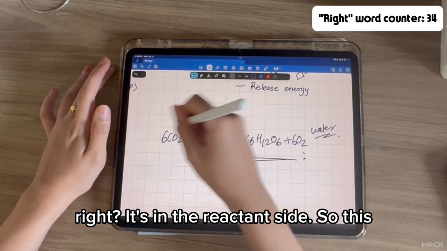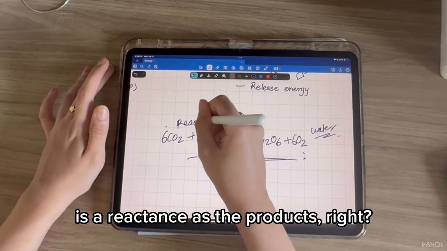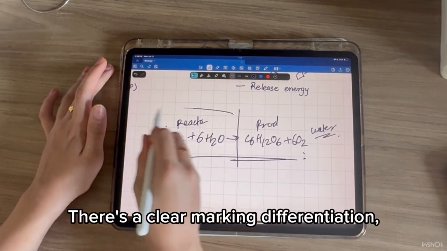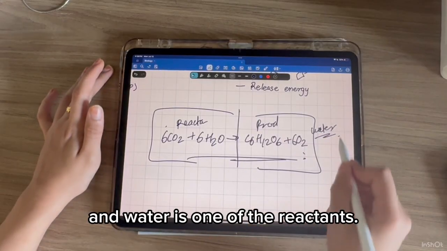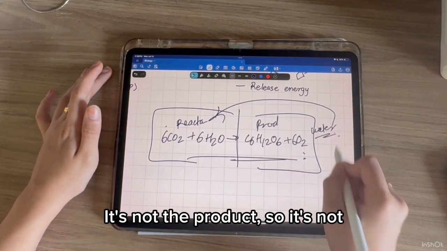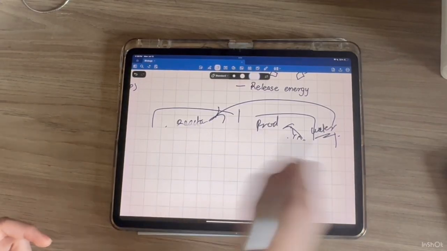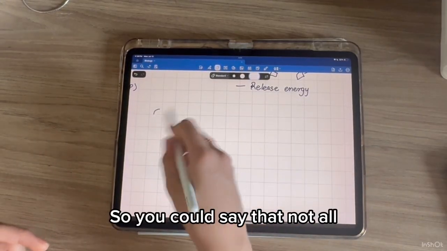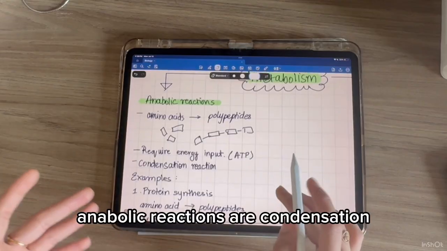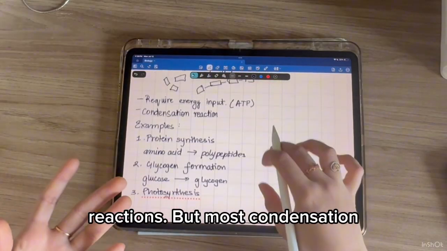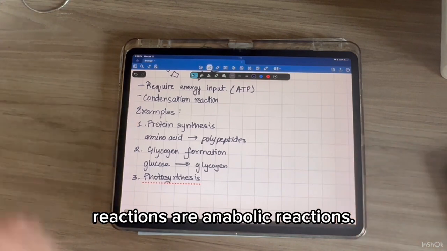It's on the reactant side. So this is the reactants and the products, right? There's a clear differentiation. And water is one of the reactants. It's not the product. So it's not a condensation reaction. So you could say that not all anabolic reactions are condensation reactions, but most condensation reactions are anabolic reactions.